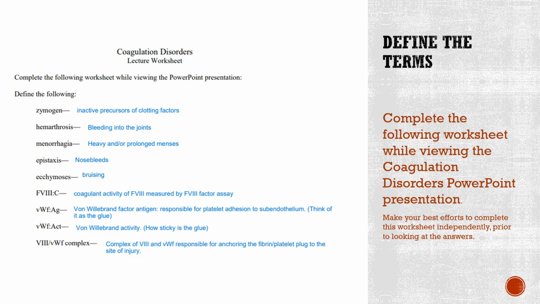And then we've got von Willebrand factor activity. So the antigen is the glue, the activity is how sticky is the glue. And then we have the factor 8 and von Willebrand factor complex. It's a complex of factor 8 and von Willebrand responsible for anchoring the fibrin platelet plug to the site of injury, but also it helps to stabilize factor 8 from all of its wily liability problems.